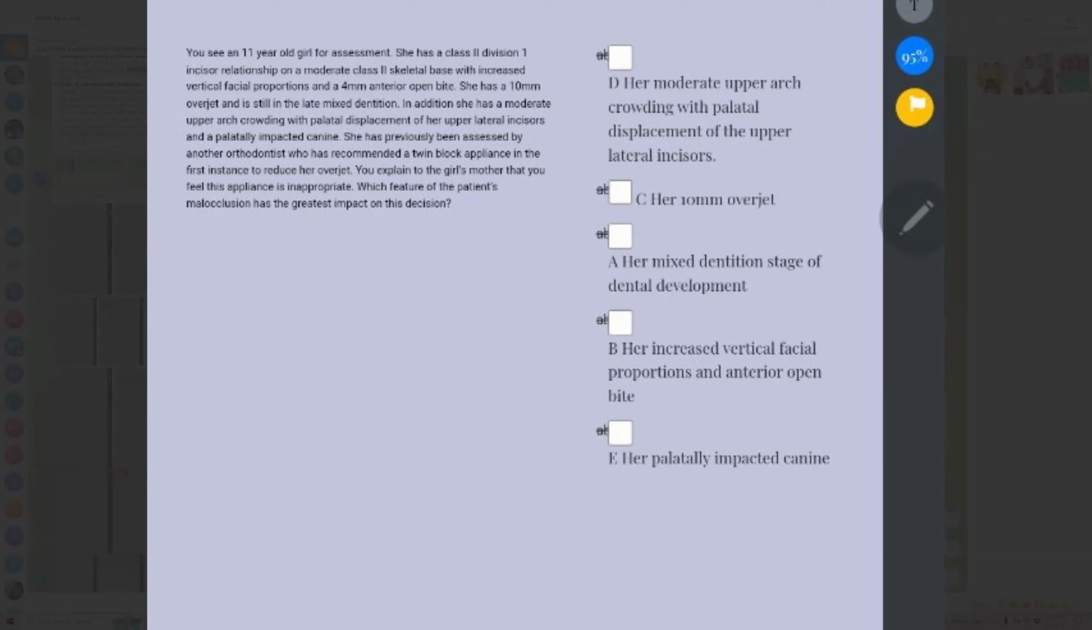Her mixed dentition stage, no. Her increased facial proportion, open bite, her palatal impacted canine. So I think option D here. Like we give twin blocks, and along with twin blocks, we have case reports where they have erupted the impacted canines, right? So that can be done. If something is a bigger issue than that, that is increased vertical proportion and open bite, there should be a high pull headgear combined, right? So anyway, D.